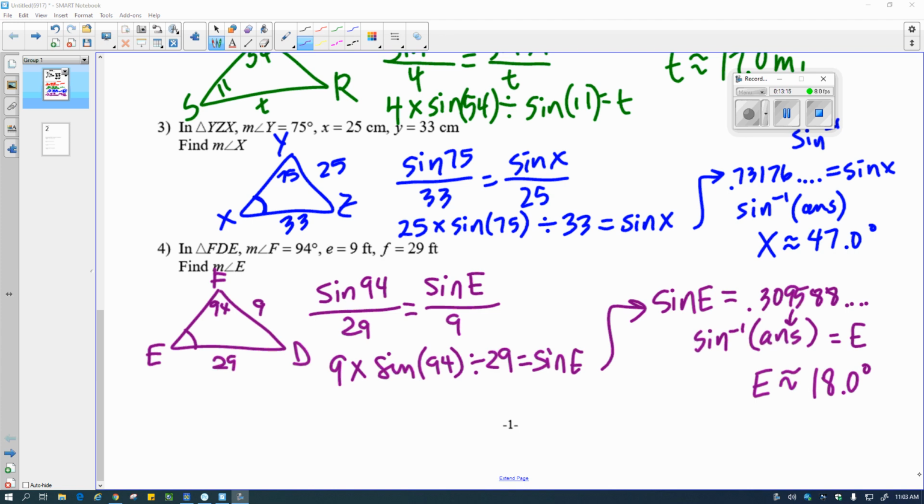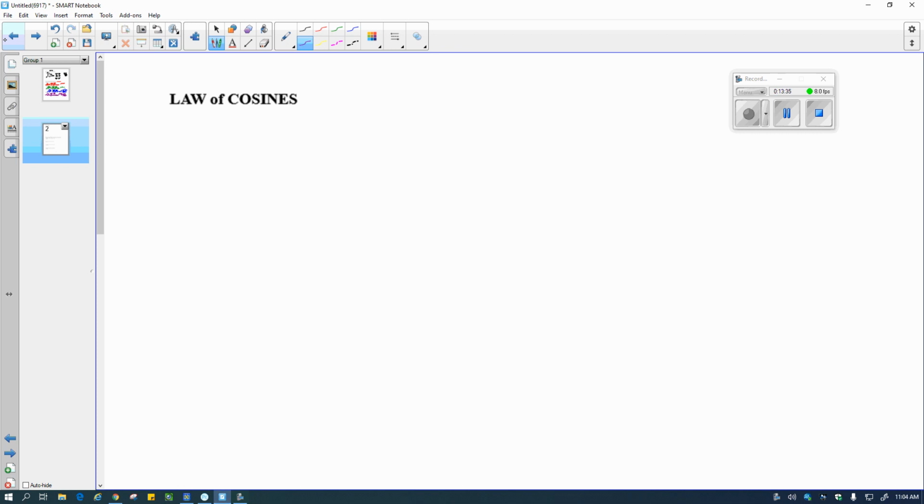Like I said a couple times already, you can use law of sines anytime you can set up that proportion when you're solving a triangle. Anytime you can set up that proportion where there's only one variable in it, law of sines can work. But that's not always going to be the case. You're not always going to be able to set up using law of sines. In fact, there are going to be instances where you set it up and you have two variables.